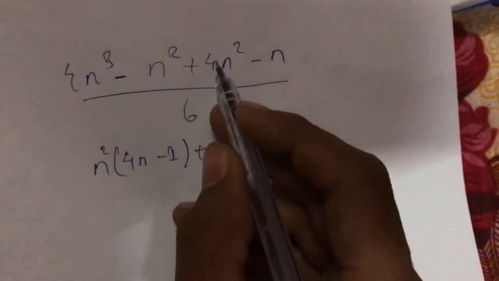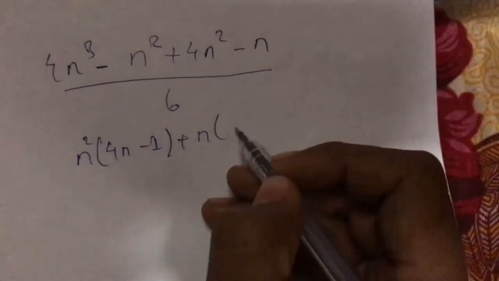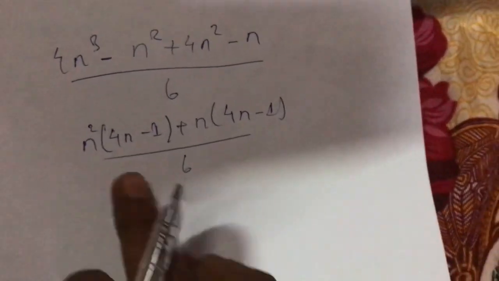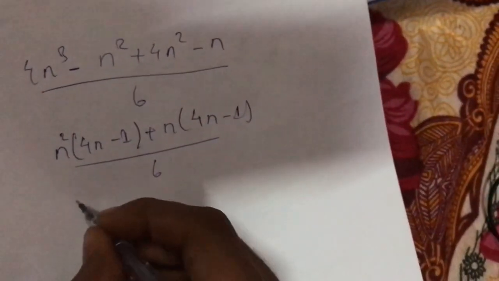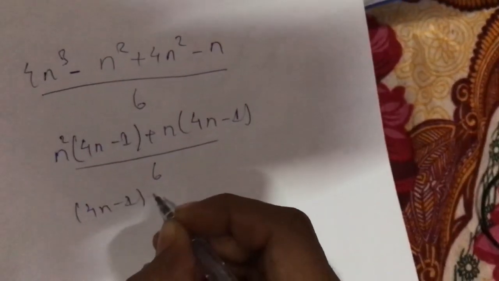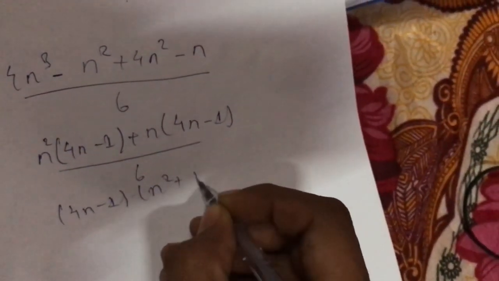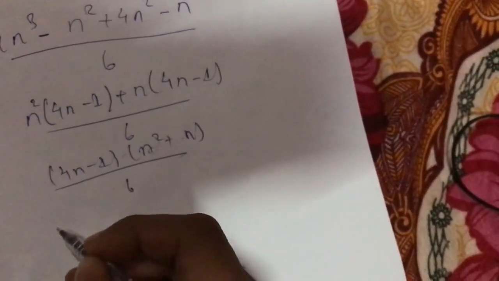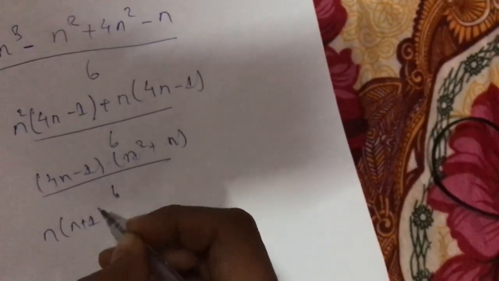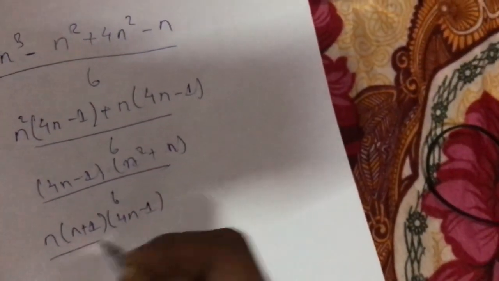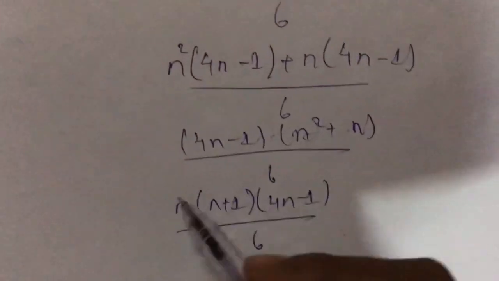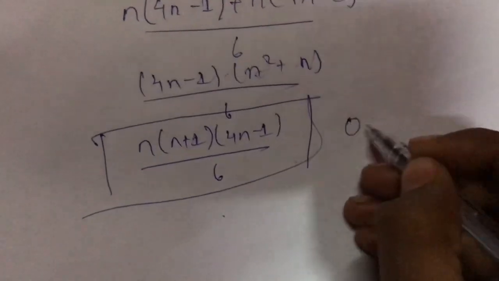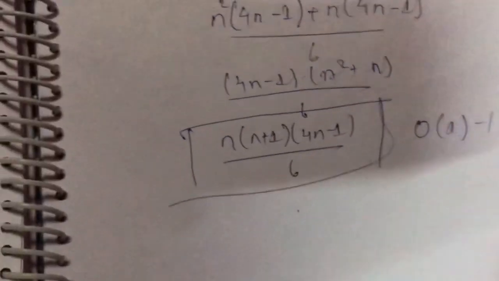Now we can take n from this common as well. So it is going to remain 4n minus 1 upon 6. So now you can see that this is the common term. So we are going to extract this term, 4n minus 1 and n square plus n upon 6. Now we can expand this term, we can write this term like n into (n plus 1) and (4n minus 1) upon 6. So actually guys, this is going to be the final equation in which we are going to get our answer in O(1) time complexity, which is the constant time complexity.